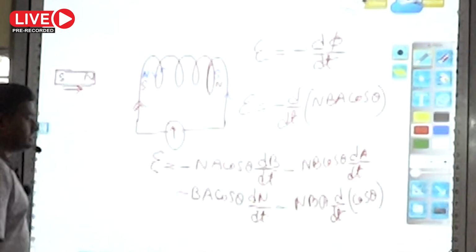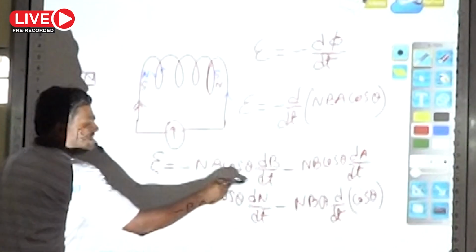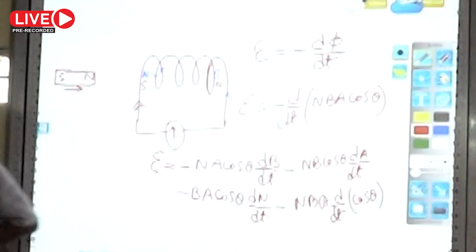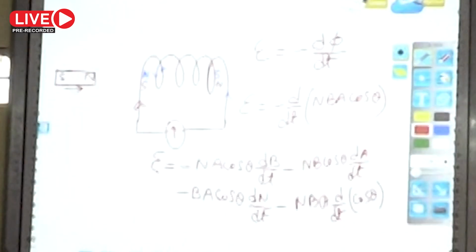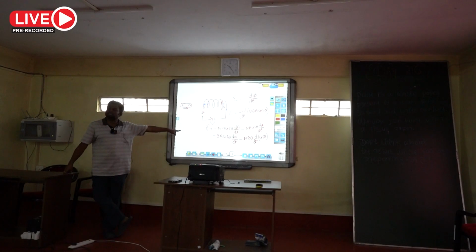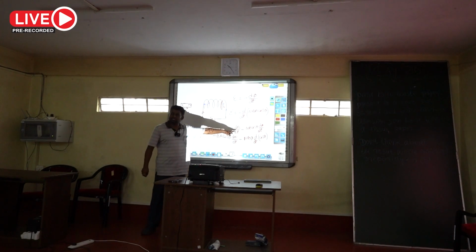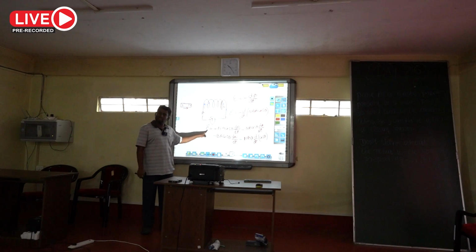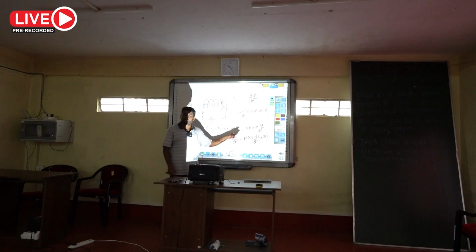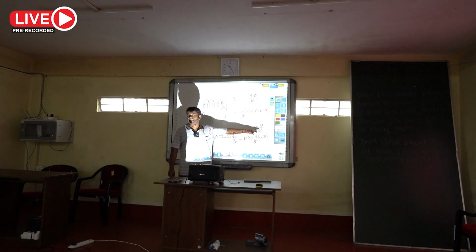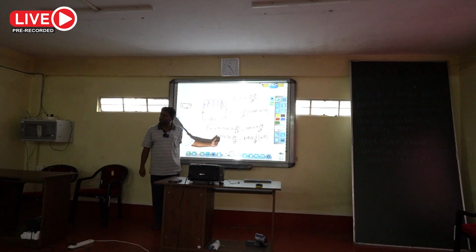Now I can consider that if this first one is present only, then there is an induced EMF in the coil, because changing B produces an induced EMF. Clear? If the magnetic field associated with the coil changes, EMF will be induced. Instead of magnetic field, if I consider A, B, theta all constant, but A is changing, there is an induced EMF in the coil.